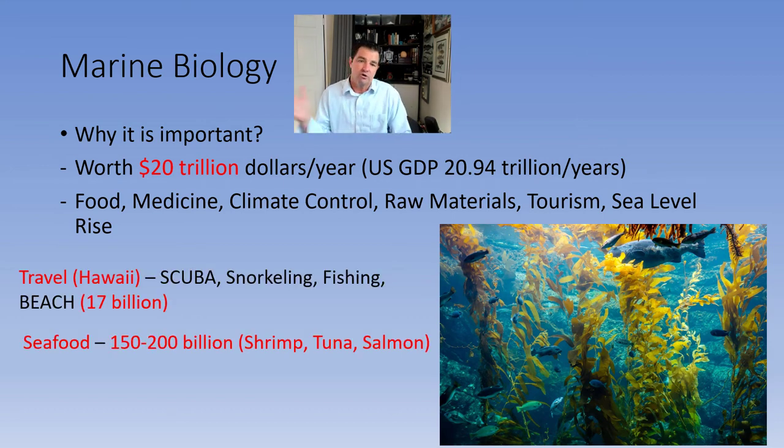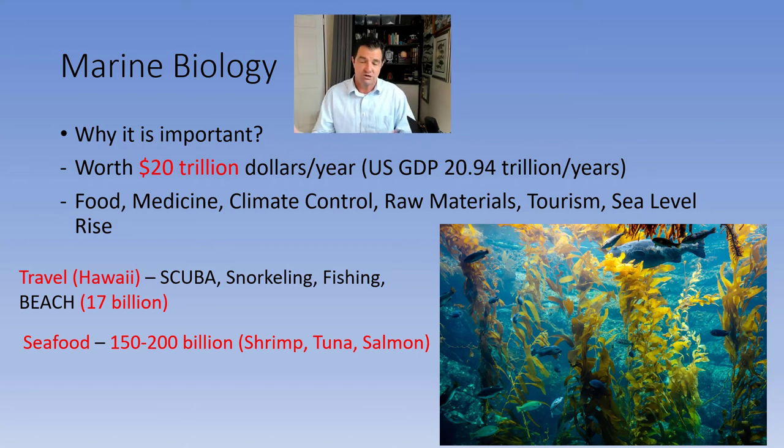Okay, so for one, a lot of people like to visit places like Hawaii for vacation. They're looking for some warm tropical beachfront kind of vacation. There's about 10 million visitors to Hawaii per year, and that's a $17 billion industry. People go there for scuba diving and snorkeling and fishing and kayaking and all kinds of things related to recreation, basically involving the ocean. A lot of people just like to go sit and lay on the beach and relax, and that's Hawaii.